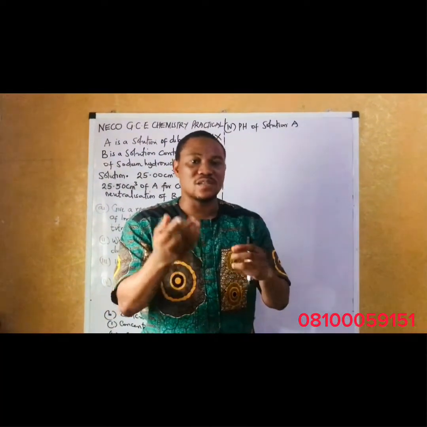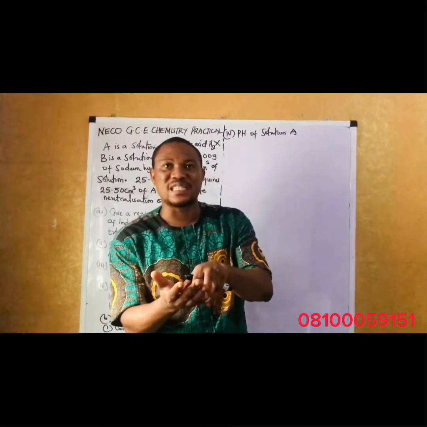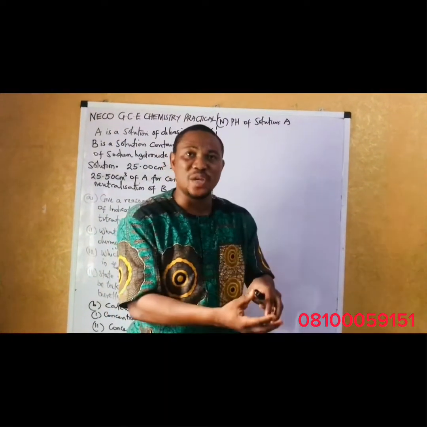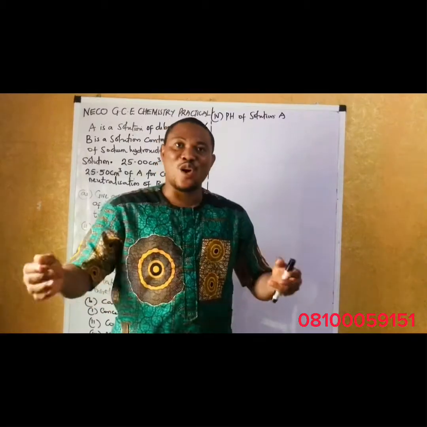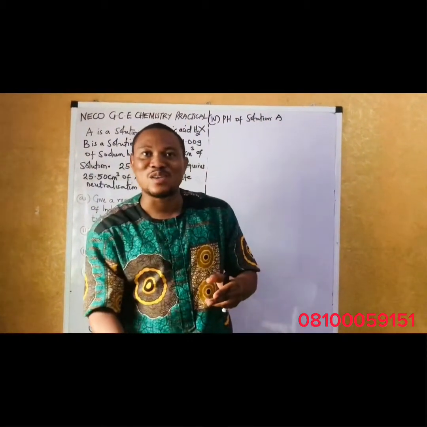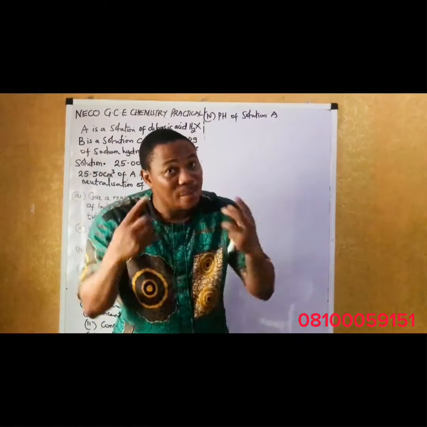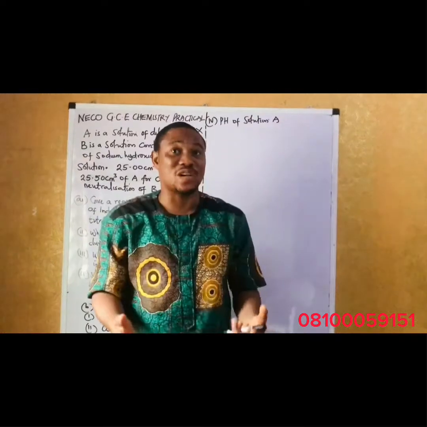How will I know? Because if I did not add my indicator, you understand? Your solution A, which is the acid, is colorless. Your solution B, which is the base, is colorless. So if I begin to carry out the titration, a colorless solution and a colorless solution, if the neutralization point is reached, I will not be aware, and I will not even know when they neutralize.